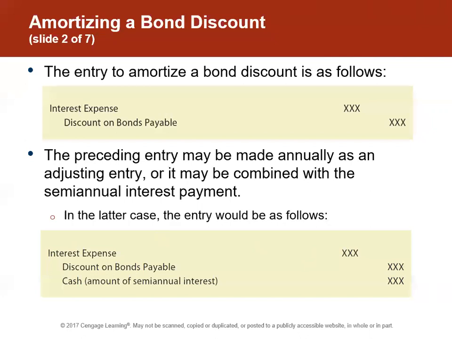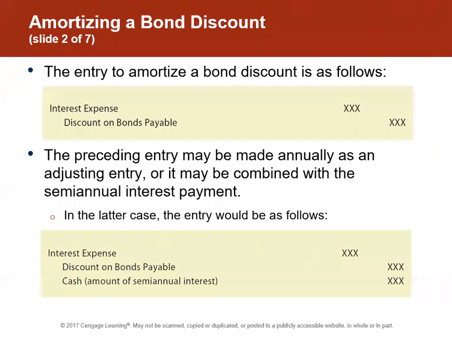So we would take the full discount amount, divide it by 10 to get the amount of discount we're recognizing every period. So we are going to do this journal entry. We're going to have an interest expense. The credit on bonds payable is going to be 1/10 of the total discount amount. Okay? And then we're going to credit cash for the semi-annual interest payment.